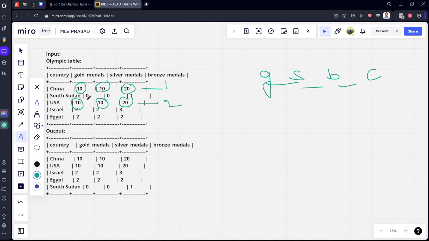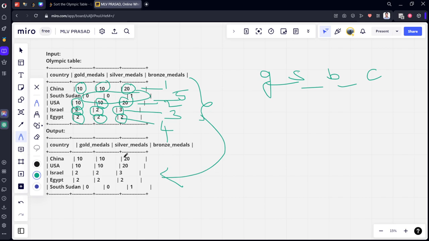Let's see the next highest gold. Israel is having 2, Egypt is having 2. Israel has 2 silver, and this is also having 2 silver. Bronze here is 3, here it is 2. So now Israel comes 3rd, this becomes 4th, and the last remaining one, South Sudan, becomes the 5th one. This is the order which they have given in the output.